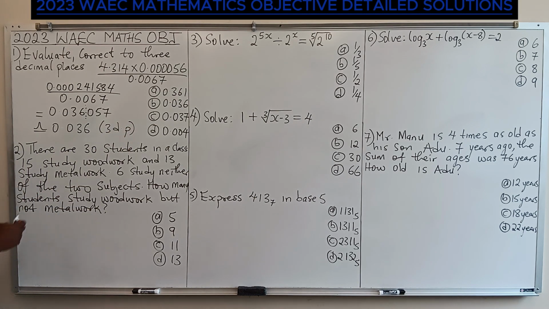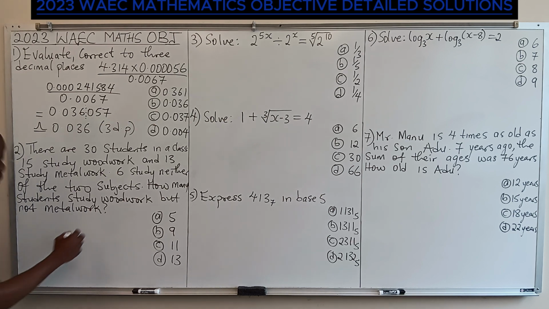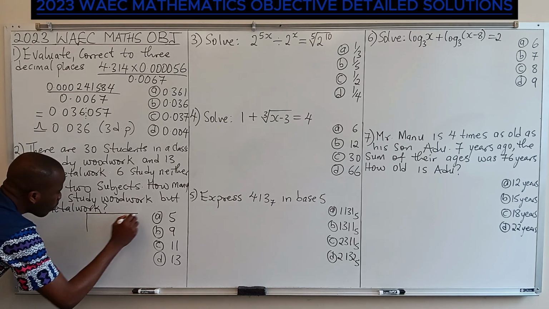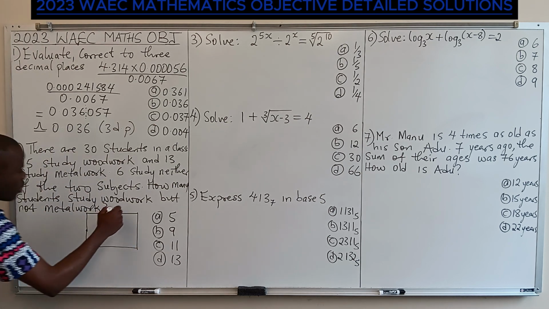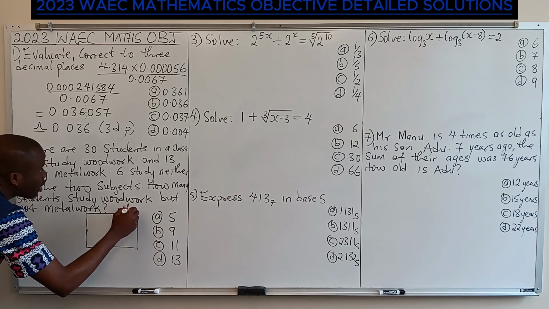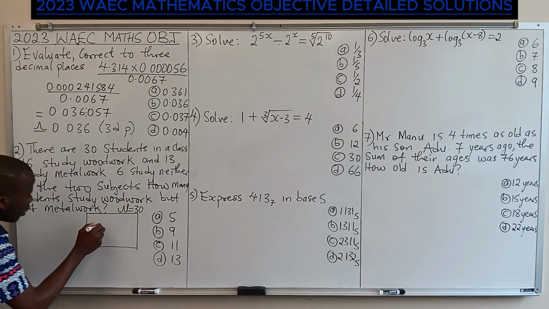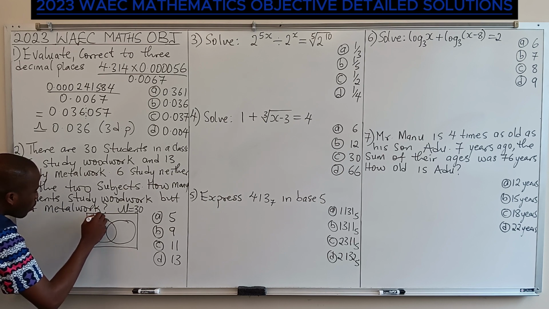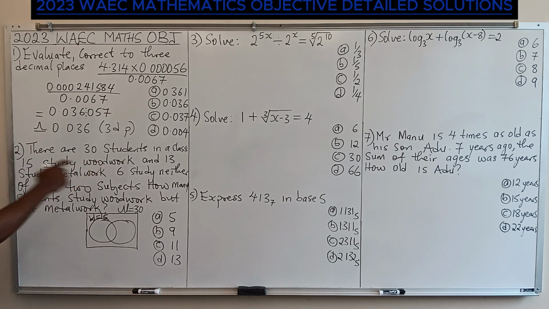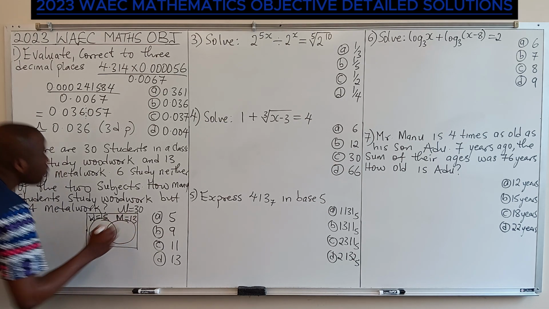Now for question number 2, we are told that there are 30 students in a class. 15 study woodwork. We'll start with a Venn diagram. The total students in the class is 30. That means the universal set has 30 students in it. 15 study woodwork. Let's call this set woodwork, which is 15. And 13 study metalwork. Let's call this metalwork, 13.